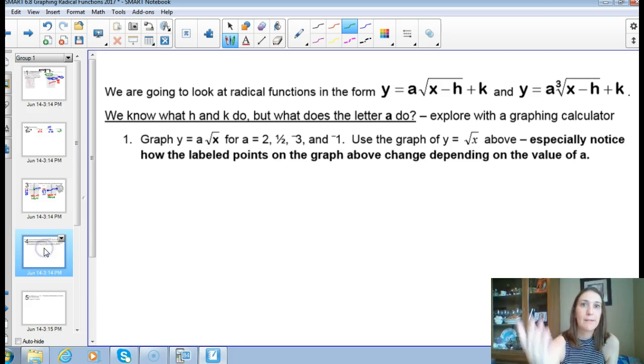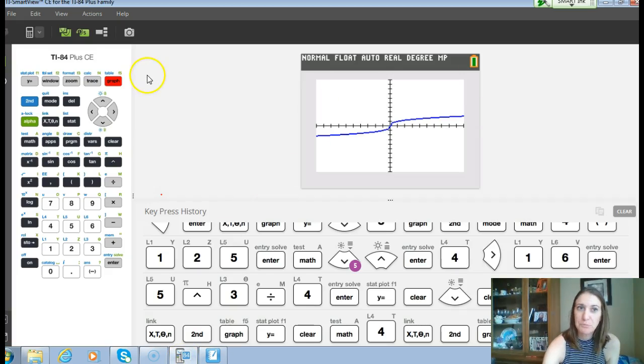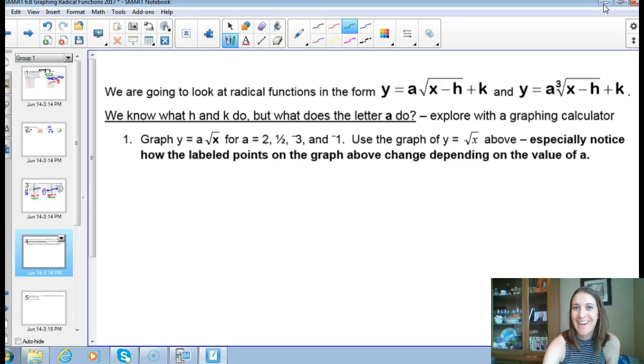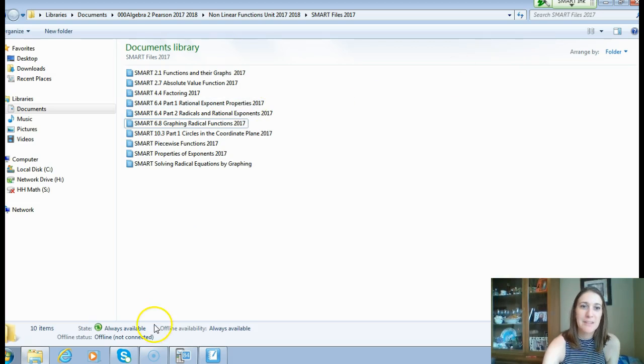Sorry. All right, so let's see here. Graph something times the square root of x, and then we're going to keep changing that something. So 2, 1/2, -3, -1. And then we're supposed to write down some comments, right? So back to your function, y equals menu. I already forgot what they were. Let's do 2 and 1/2 at the same time.